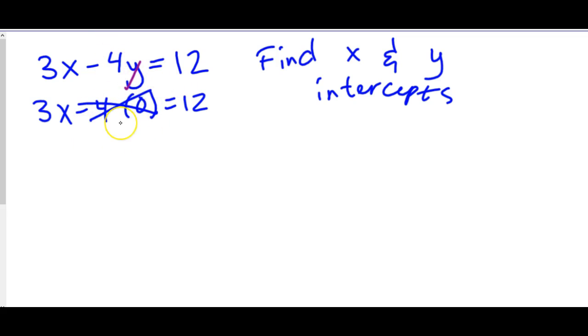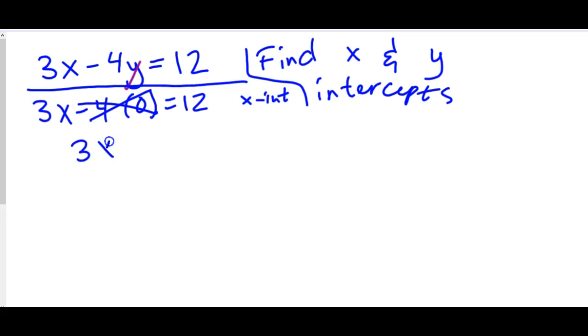So to find the y-intercept, sorry, I said the wrong one. To find the x-intercept, right now we're doing x-intercept, basically the y piece is going to go away, and you're just going to have 3x equals 12. This is really 3 times x, so to get x alone, we do the opposite, which is divide by 3. So the x-intercept would be 4.